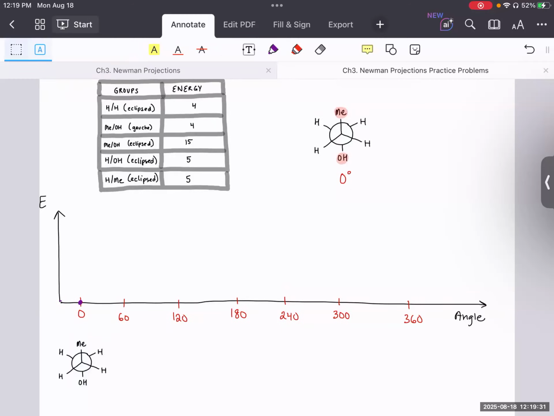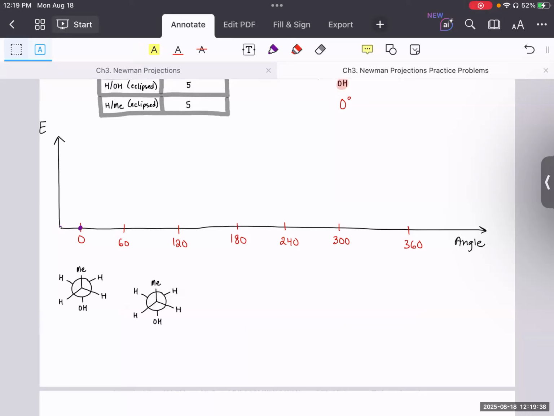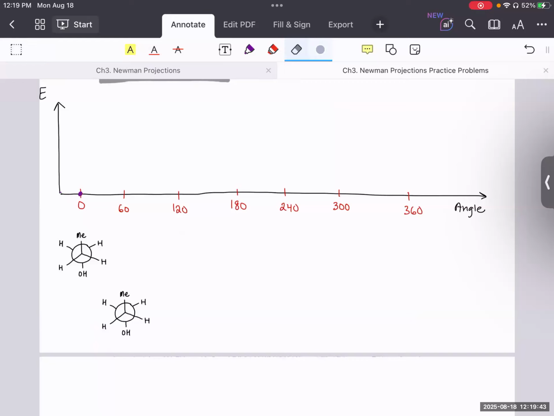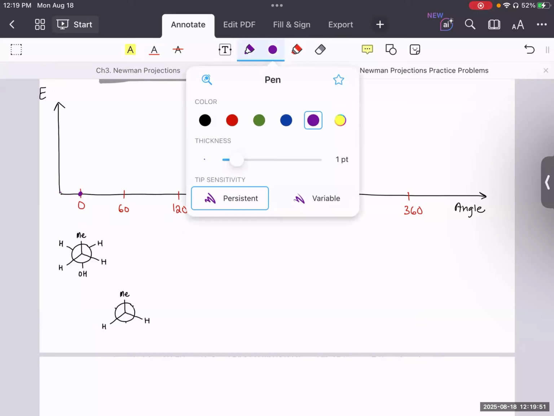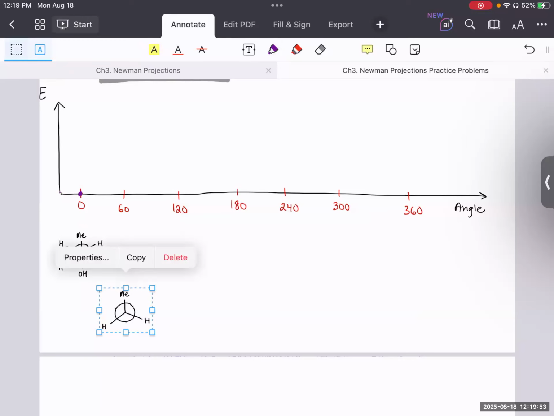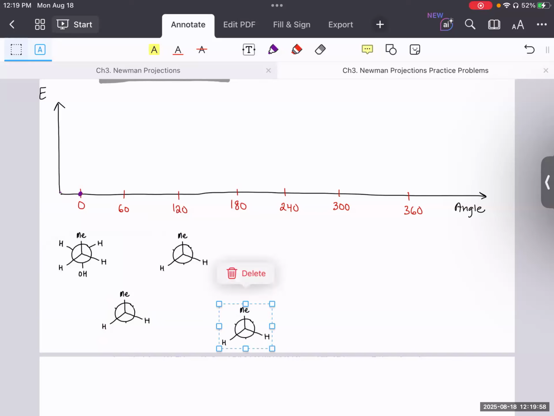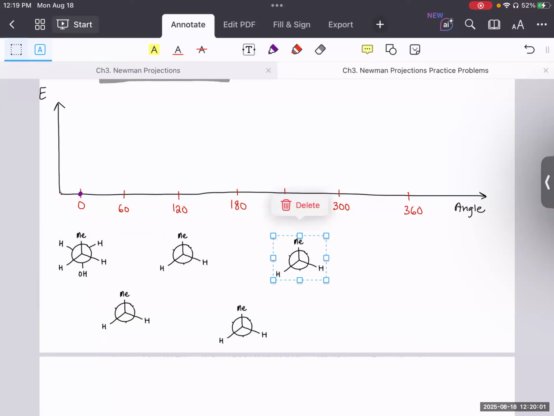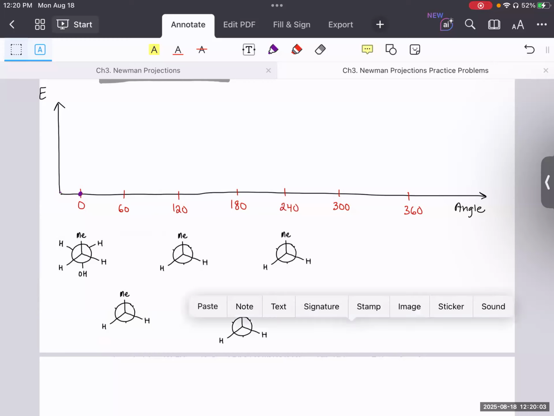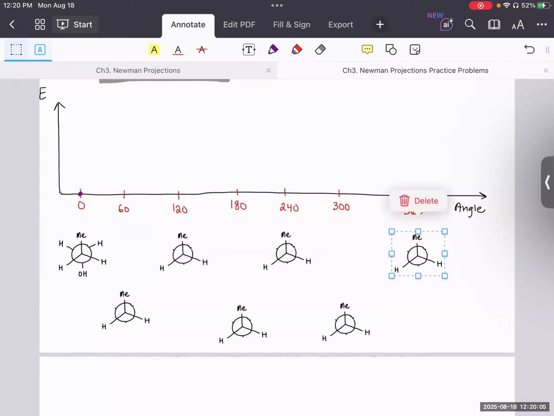Next, we want to start rotating. For this, I'm going to keep the front carbon the same, but rotate that back carbon. So I'll just copy that over. Once we rotate 60 degrees, we should end up in an eclipsed conformation. Before I rotate all these, I'm just going to copy over each one, so I have an empty one for each of the conformations.